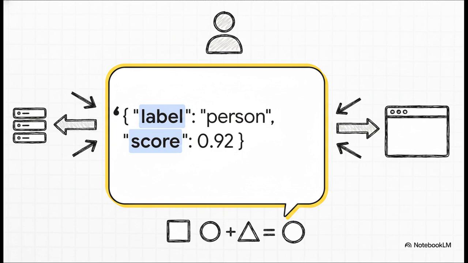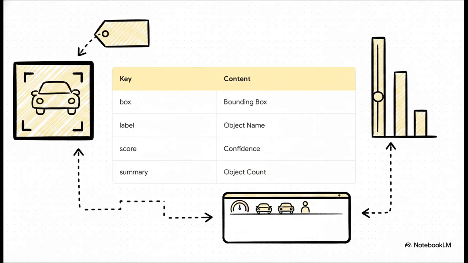It also really smartly includes a summary object down at the bottom, just totaling up everything it found, in this case, one person. This is the pure, unfiltered data that the front end receives. So let's map those raw JSON keys directly to their real-world functions over in the Streamlit UI.